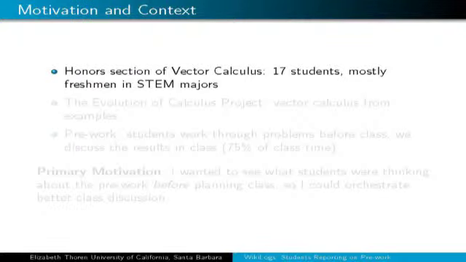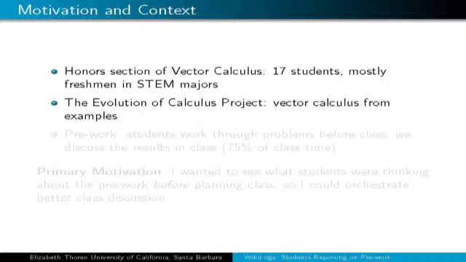Okay, so the context was an honors section of vector calculus. I had 17 students, most of them freshman STEM majors. The whole course was framed as the evolution of calculus. So we were looking at vector calculus as coming from single variable calculus, and it was really about students tinkering with ideas and working example problems and then making generalizations. So the whole course was framed this way.